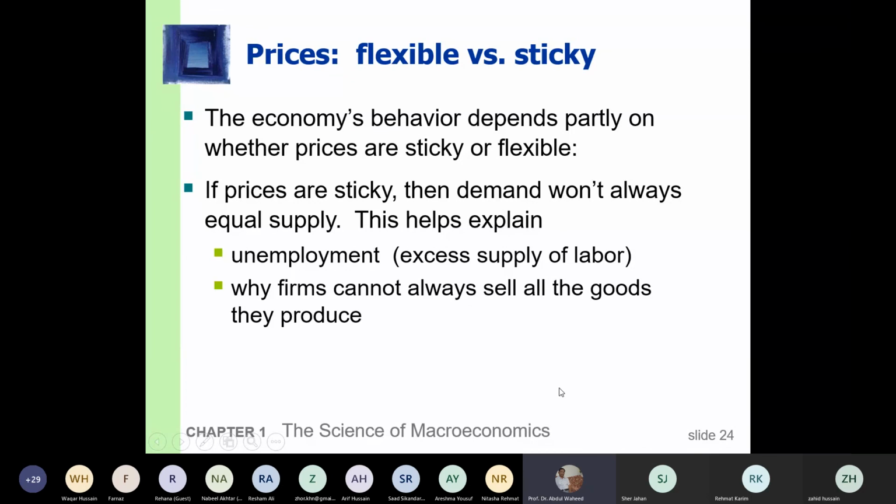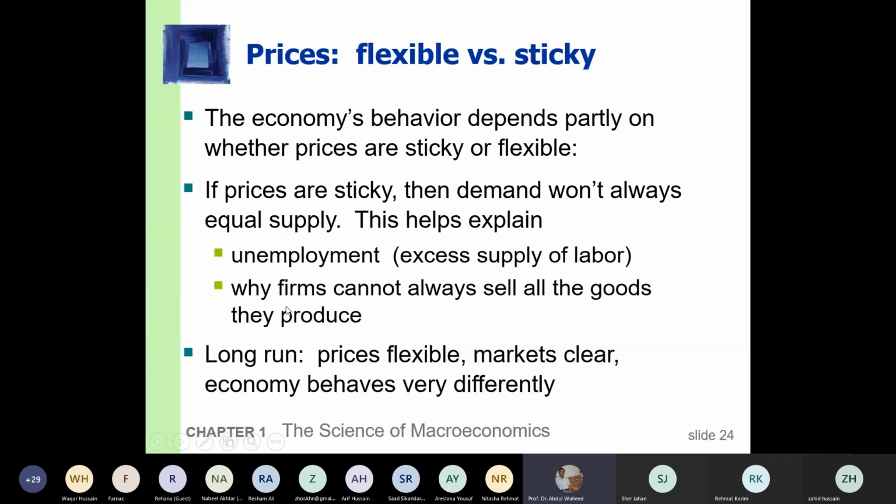Then why can a firm not always sell all the goods they produce? Because if the prices are sticky, then it is not possible to sell your output, and then it will accumulate inventory. In the long run, we assume that prices are flexible, markets clear, and the behavior of the economy would be different in the long run.